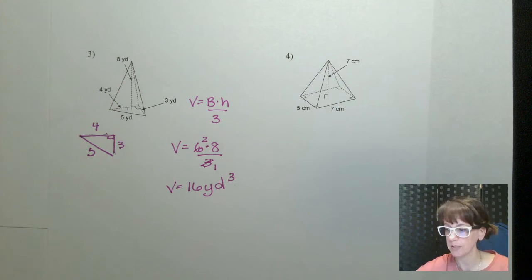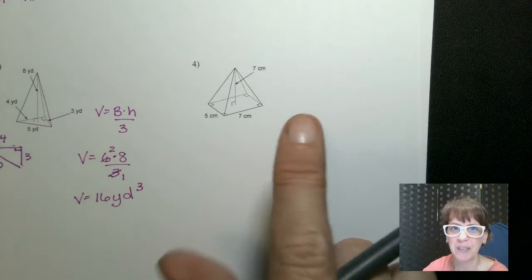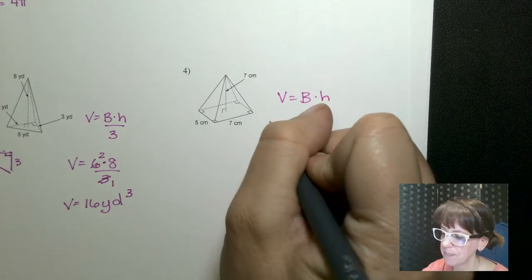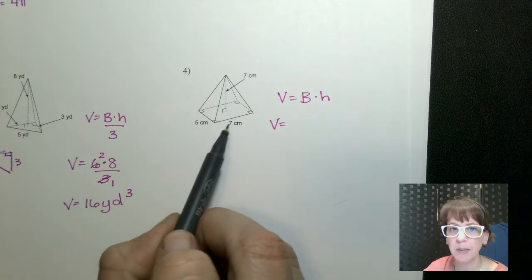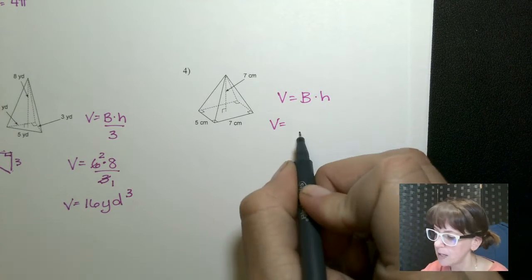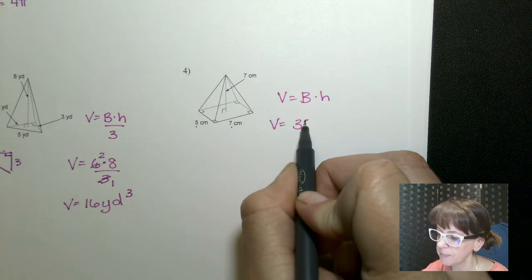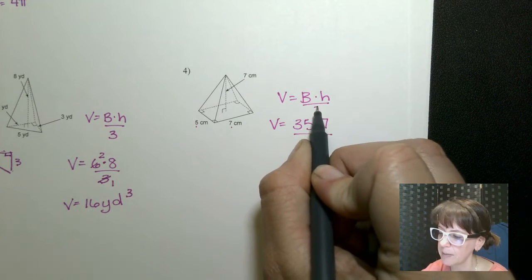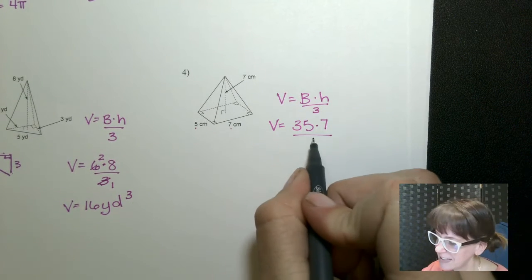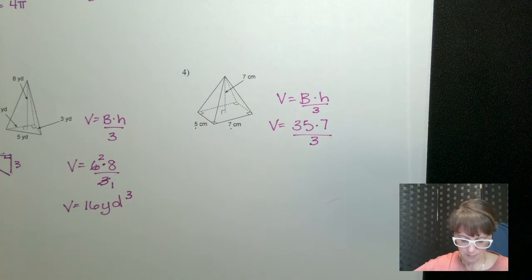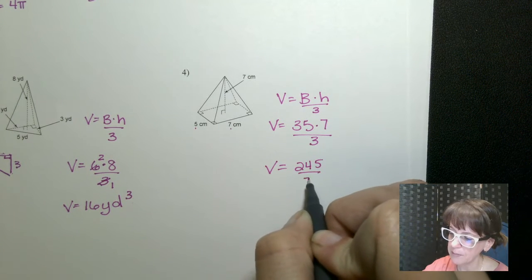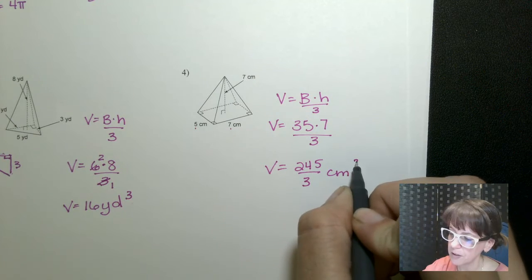A rectangular prism. I was looking for this one. So a rectangular prism is the same idea. Volume equals area of the base times the height. The area of a rectangle is just base times height, or length times width, right? So 5 times 7 is 35 times the height, which is 7. Divided by 3. Forgot that part because we're talking about a pyramid. Divided by 3. Okay, so if we do 35 times 7, we get 245. So the volume equals 245 divided by 3 centimeters cubed.